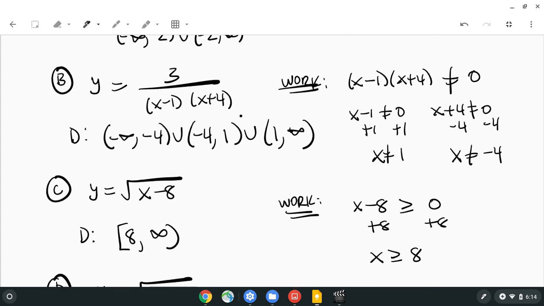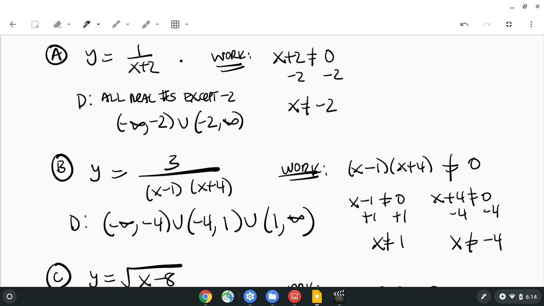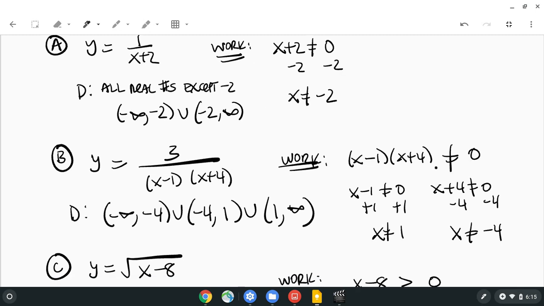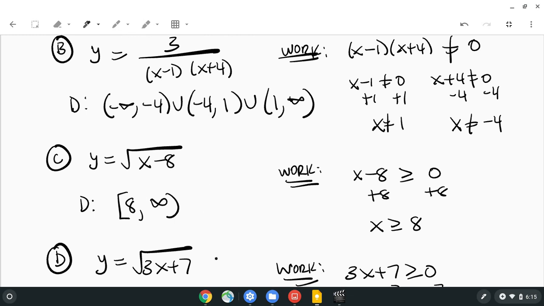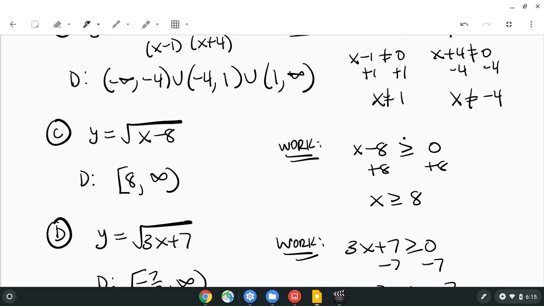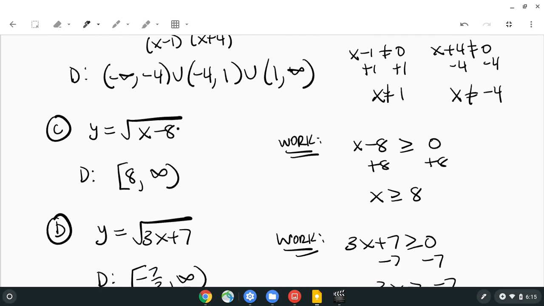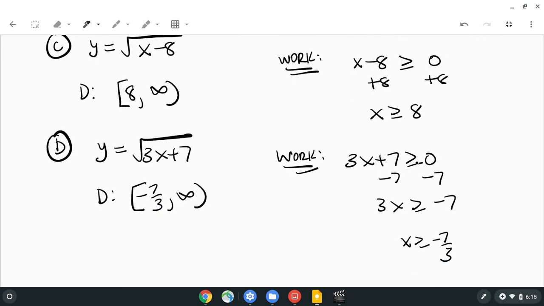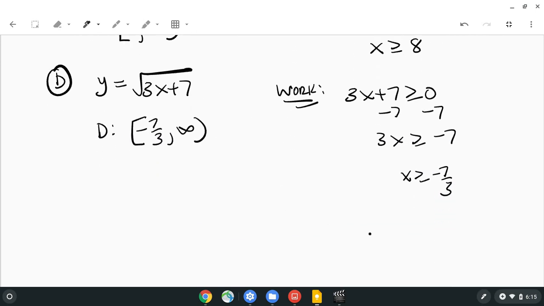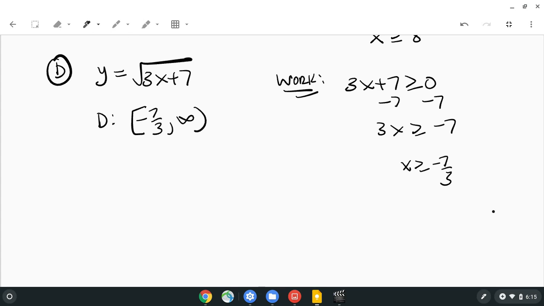These are basically your restrictions for your domain right now. If you have fractions, like these first two, they both set up the same way: your denominator not equal to 0, and you solve. And for radicals, square roots, we always want the inside to be greater than or equal to 0. That would be your answer. If you don't have fractions and you don't have square roots, then you don't really have any restrictions, at least not for now.